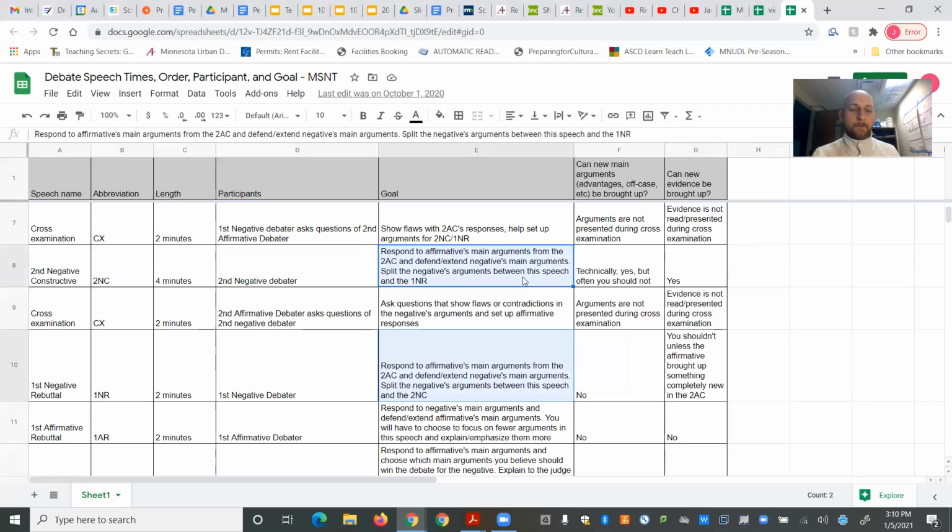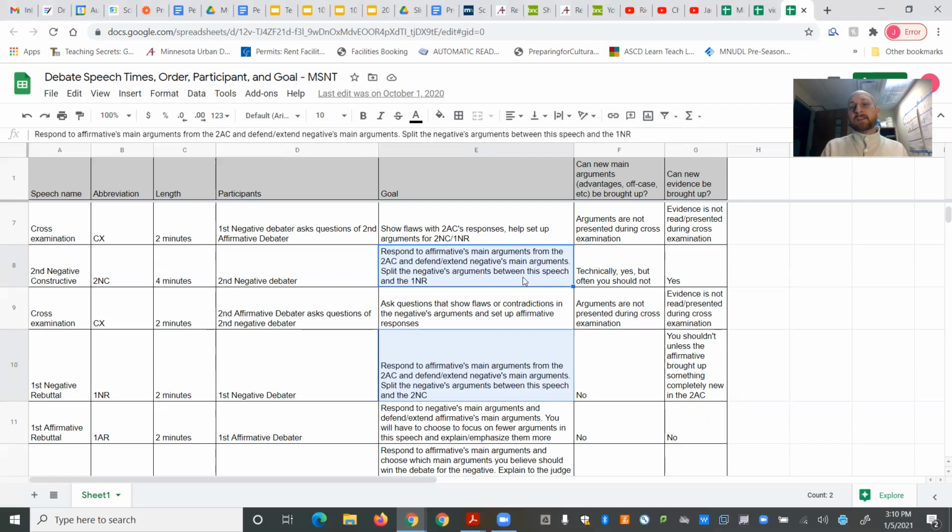Why? The reason is because the negative gets these two speeches in a row, and it's called the negative block. So what you should be doing here is both partners deciding who should be answering what arguments. You don't want to answer the same things, right? Because there's no affirmative speech in between these two negative speeches. They don't have a chance to respond. So if you and your partner as the negative both answer the same arguments in the same way, you're literally just repeating yourselves. So don't do that.